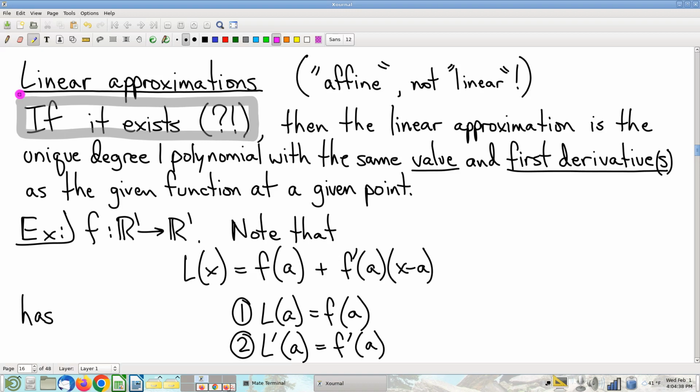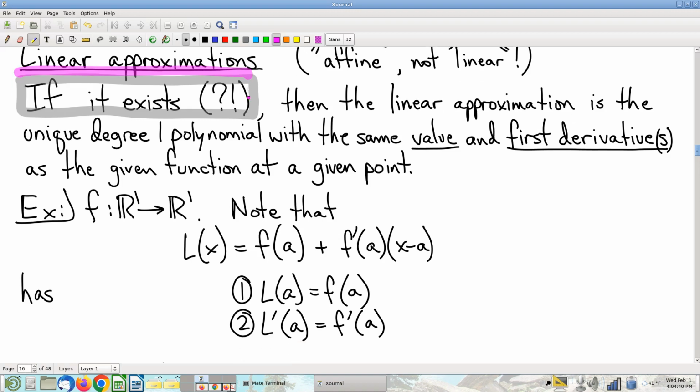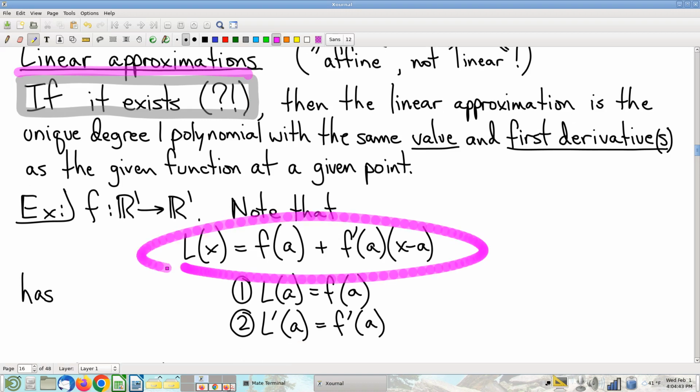Okay, so linear approximations, and y'all remember linear approximations from single variable calculus. Hope everybody remembers that formula right there. That is the linear approximation for a differentiable single variable function, right? Single variable, real valued, right? Good old Calc 1 kind of function.